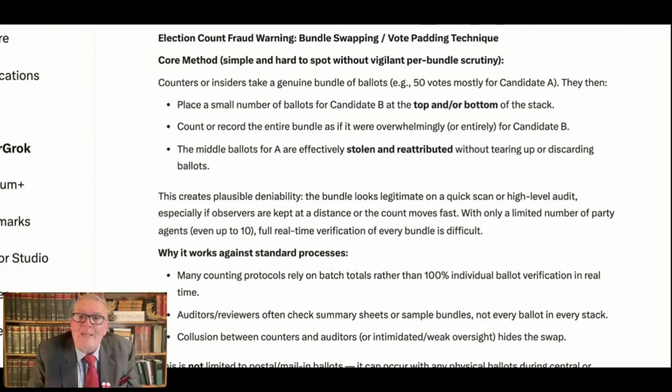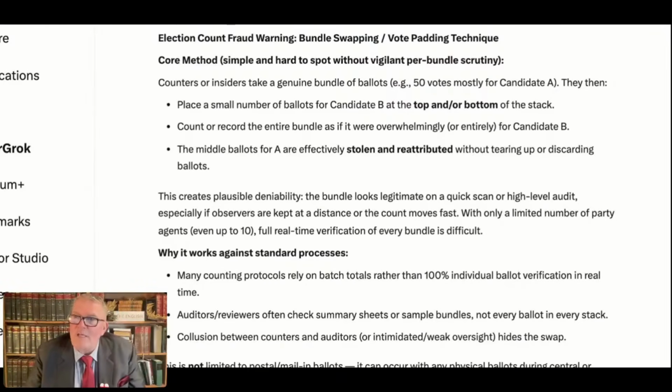So I'm going to explain some things to people that you should understand. Core method: simple and hard to spot without vigilant per-bundle scrutiny. Counters or insiders take a genuine bundle of ballots, e.g., 50 votes, mostly for candidate A. They then place a small number of ballots for candidate B at the top and/or the bottom of the stack. So they back and front it.